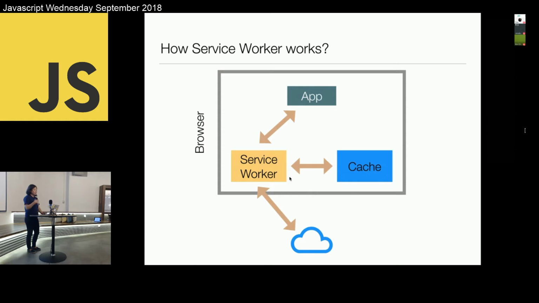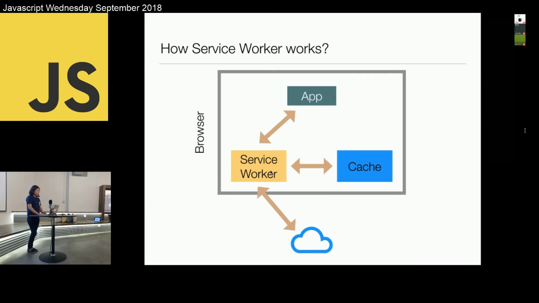For example, you can ask the service worker to cache a certain file. Then when the app requests from the server again, if the service worker has the file, it will just intercept and return the file. Then you don't issue a call to the server. Okay, depends on how you configure that.